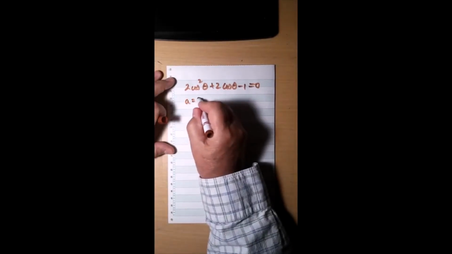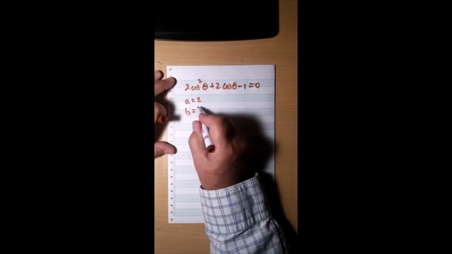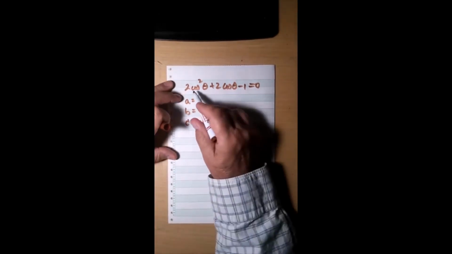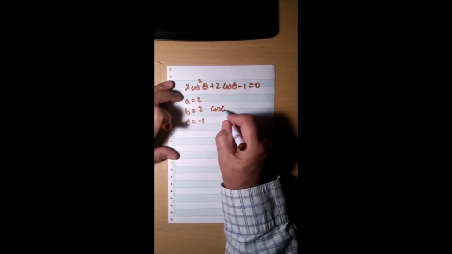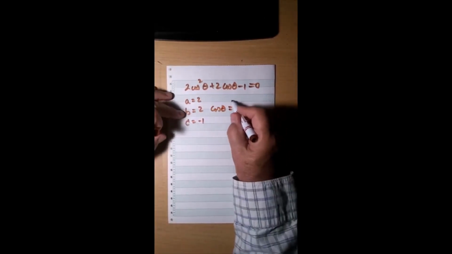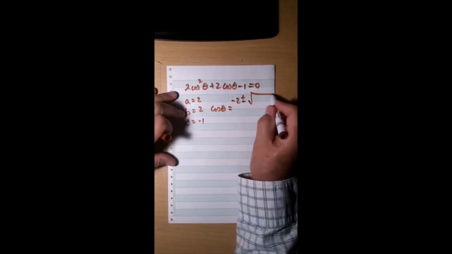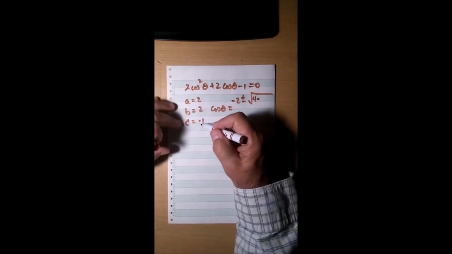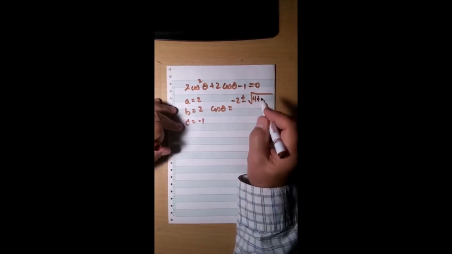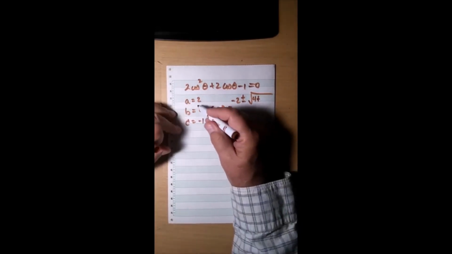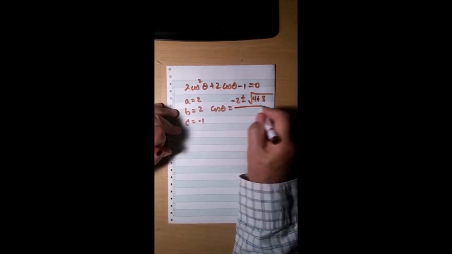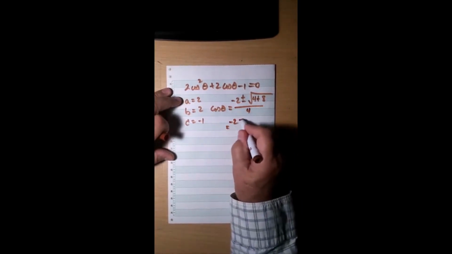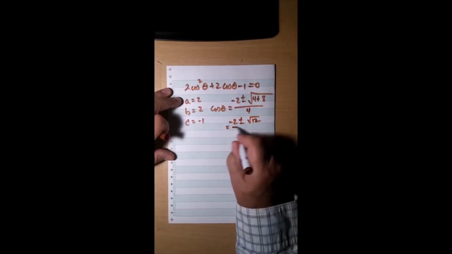So a is 2, b is also 2, and c is -1. But now we're not solving for x, we're solving for cosine theta, which is the opposite of b, plus or minus the square root of b squared, which is 4, minus 4 times a negative, so it'll make it positive, times a times c, so it's 8, all over 2 times a, which is 4. So this is -2 plus or minus the square root of 12, over 4.